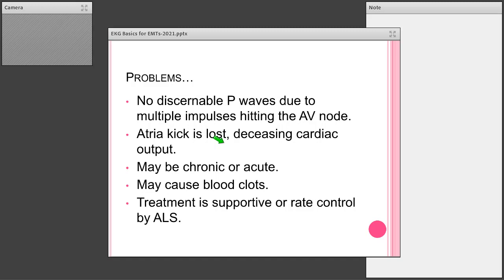Some people have AFib and they live with it all the time. They are often on a blood thinner because as the atria are beating or quivering 300-ish times a minute, they run the risk of developing blood clots in their atria. So they're routinely put on blood thinners to prevent those blood clots.